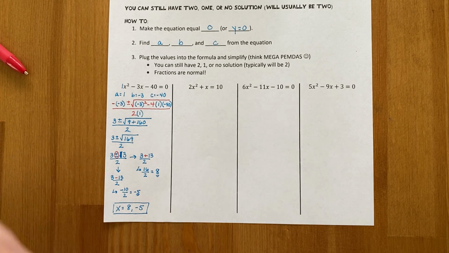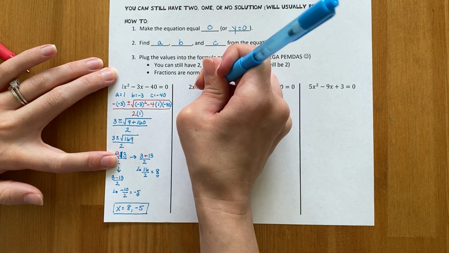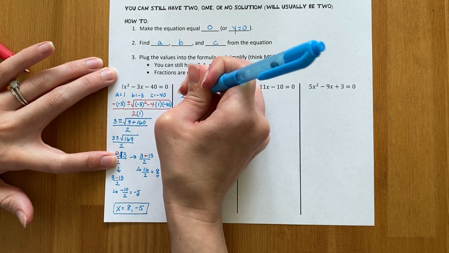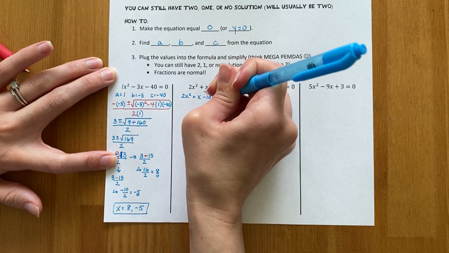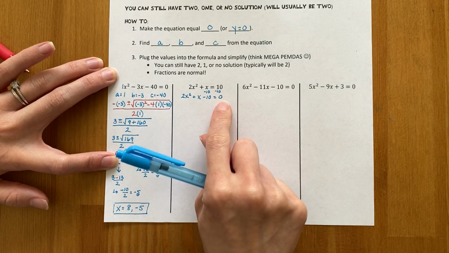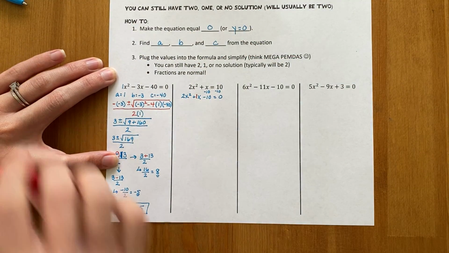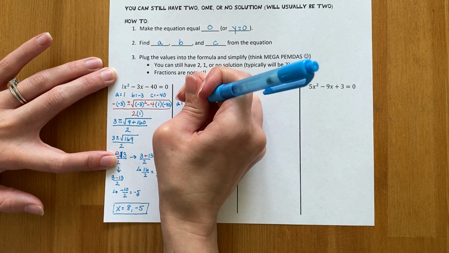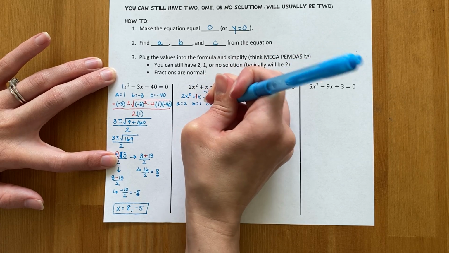Okay, next one does not equal 0 first, so I am going to have to make sure that that happens. After that, the process is really the same. So I'm going to have 2x squared plus x minus 10 equals 0. Once it equals 0, then you're good to go. Do remember that there is a 1 in there that you're going to use for one of your letters. So on this one, a is 2, b is 1, c is -10.